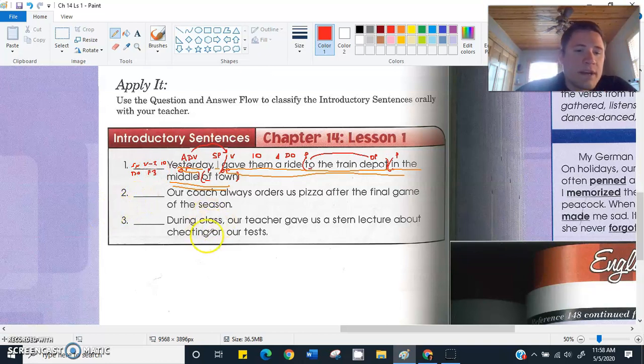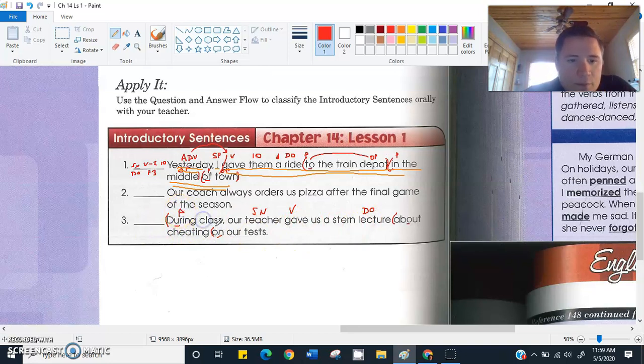How about number 3? During class, our teacher gave us a stern lecture about cheating on our tests. Ooh. Who gave? Teacher gave. Noun. What's being said? Gave what? Gave stern? No. Gave tests? No. Gave lecture is what we're mainly talking about. Now I see prepositions here. So we stick a parenthesis in front of every preposition, and then we ask the preposition questions.